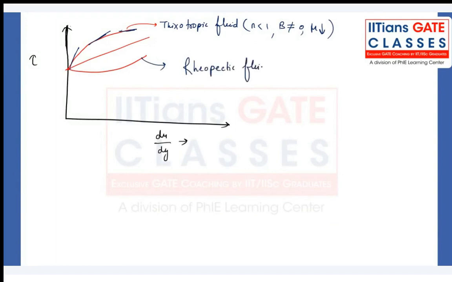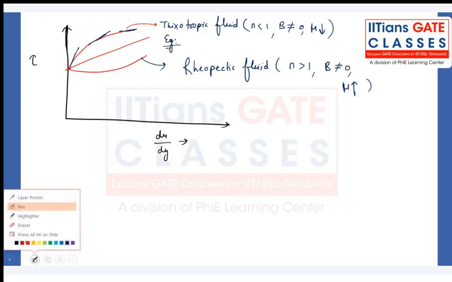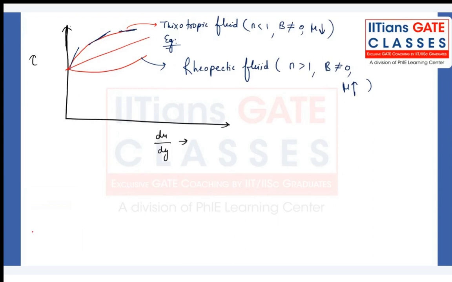A rheopactic fluid, where n is greater than 1, not equal to 0. This is something like this. What are all the examples of thixotropic fluid, my dear friend? Whatever the pens are there, right? But some pens, not all. And what are all the examples of rheopactic fluids? Gypsum paste.